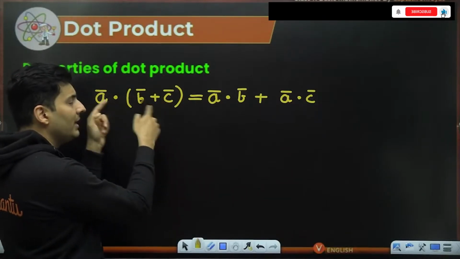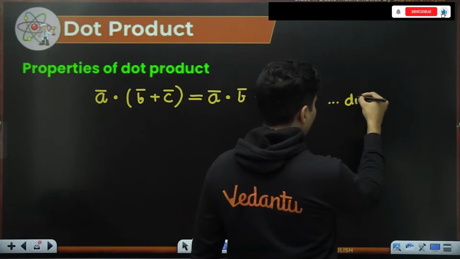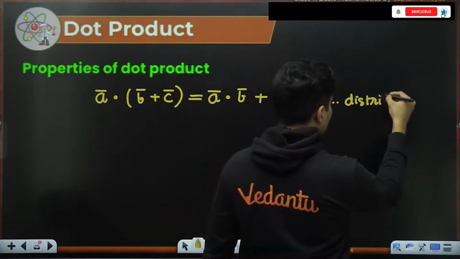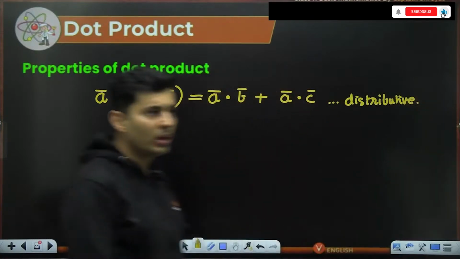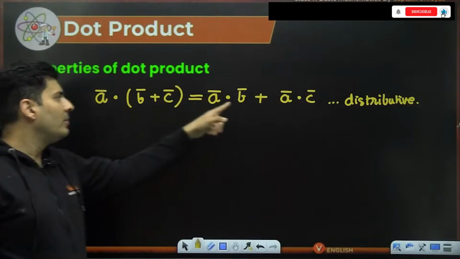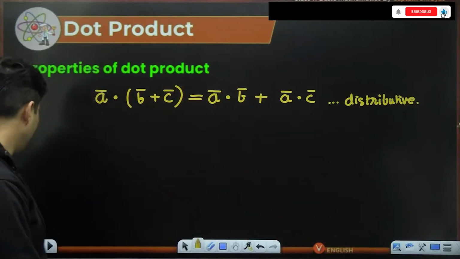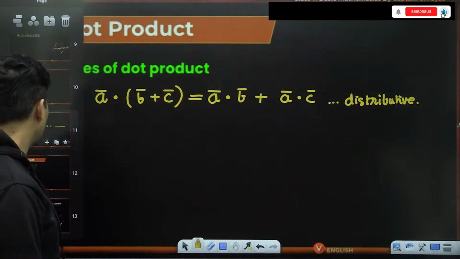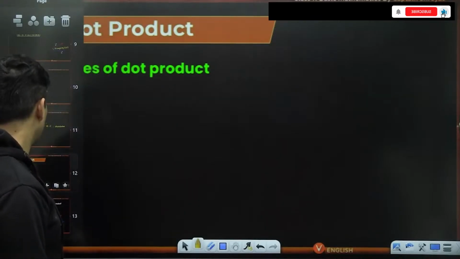multiply it individually. This particular property is called the distributive property. I can distribute it. It is distributive in nature. I can distribute this A with B also and C also. That is why it is distributive in nature. Is that clear? So these are two major properties that you should definitely know about the dot product.